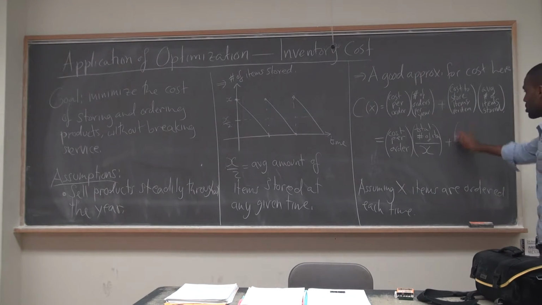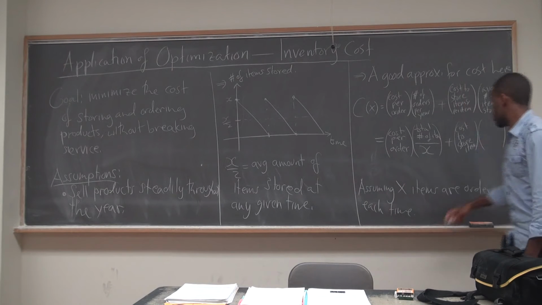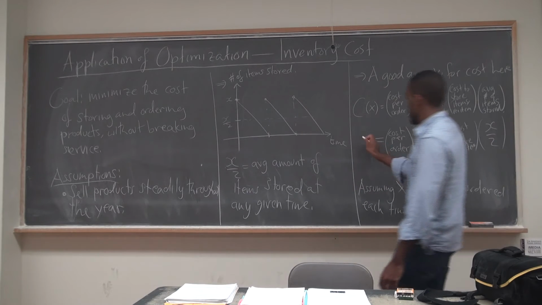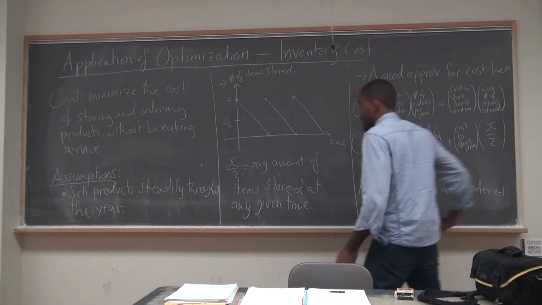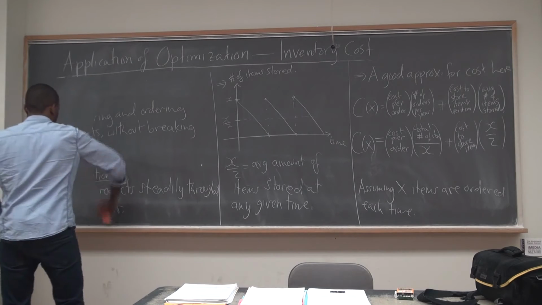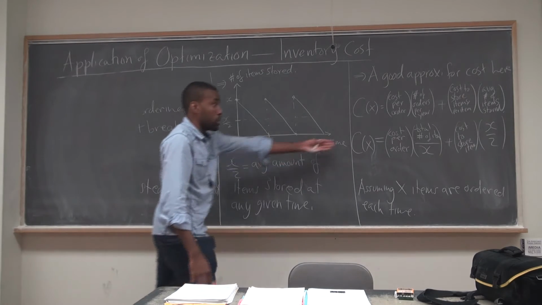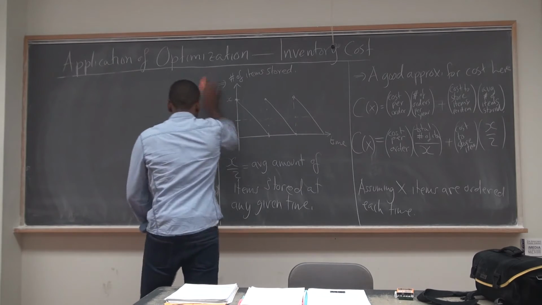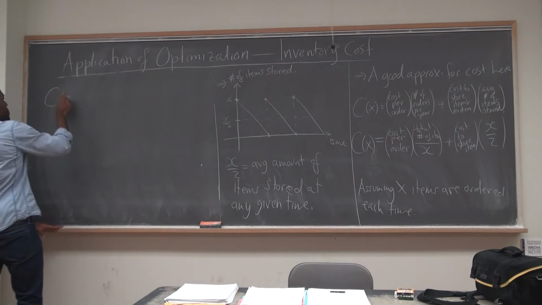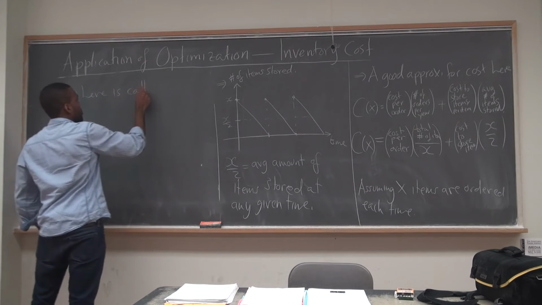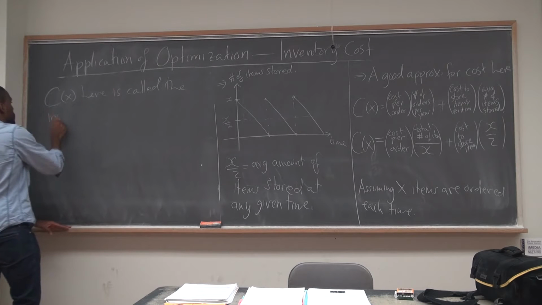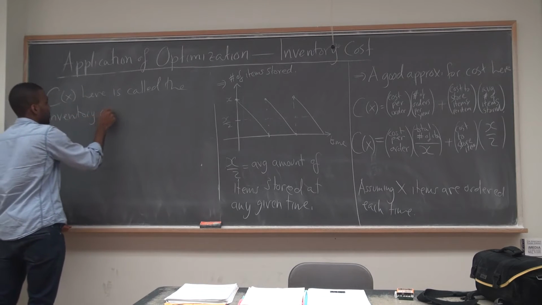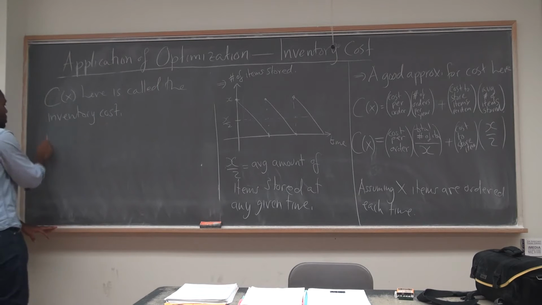Now here, there's the cost to store the item per item. Again, that's going to be a constant. And what is the average number of items stored? Well, I just illustrated to you, that would be X over 2. So this gives you what's called the inventory cost. And in Tool 5, you will always make these assumptions, so this will always be the form of the equation.